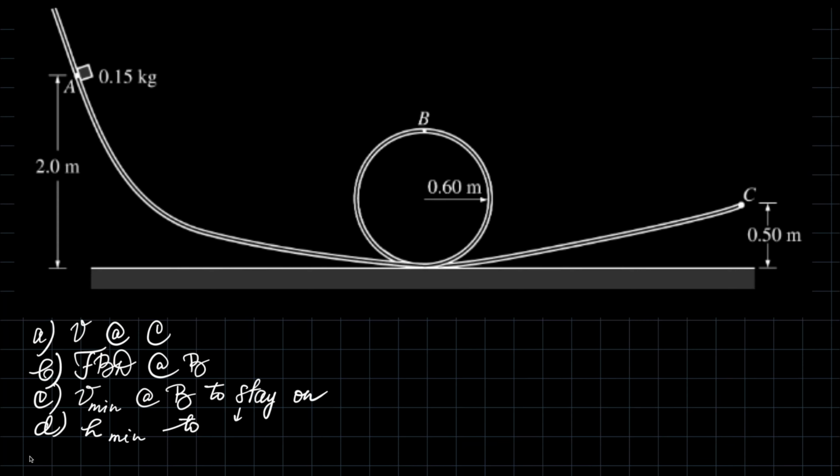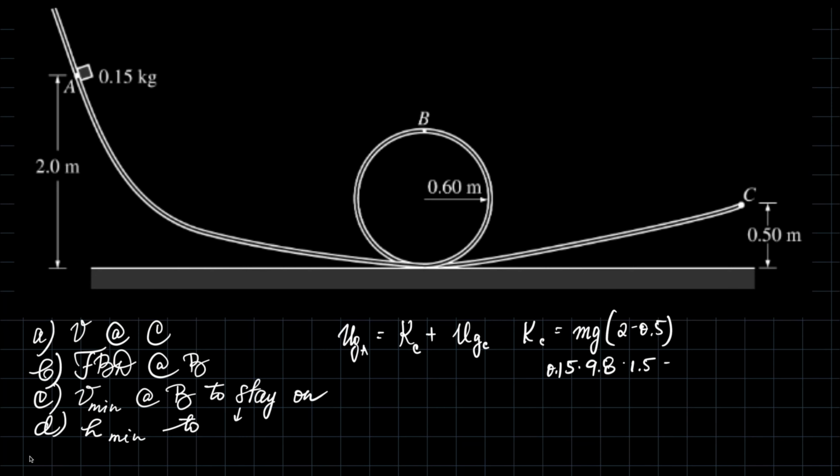So conservation of mechanical energy, then we just do UG equals K plus UG. That was at point A. This is going to be C. And this is C. Kinetic energy at C, mg, 2 minus 0.5. That is 0.15 times 9.8 times 1.5. That would be your mv squared over 2. M cancels, equals 1.5 mg. M cancels. V is a root of 3g. 5.4. So 5.4 meters per second.